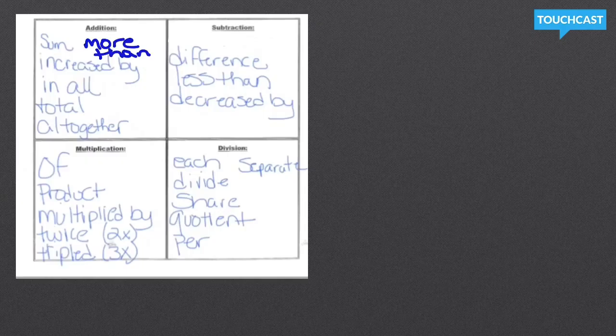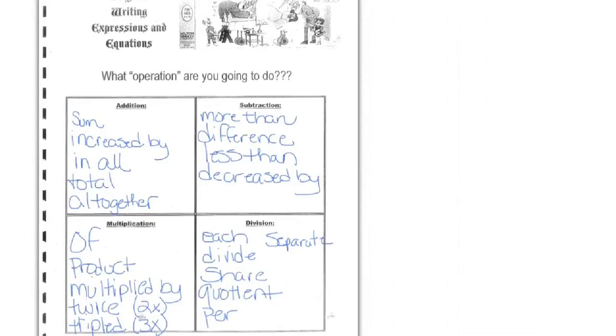So for addition, some of the words that I think of are sum, okay, more than, take a minute now to write down all of these words that stand for each of the math operations. You have some for addition, some for subtraction, some for multiplication, and some for division. Okay, and now let's go ahead and go to the last page and do a little bit of practice in writing some of these expressions.